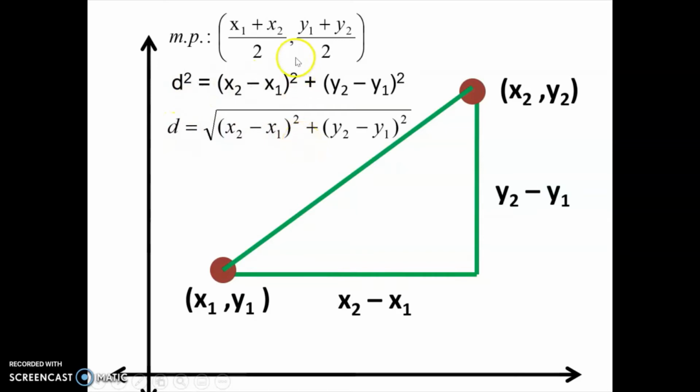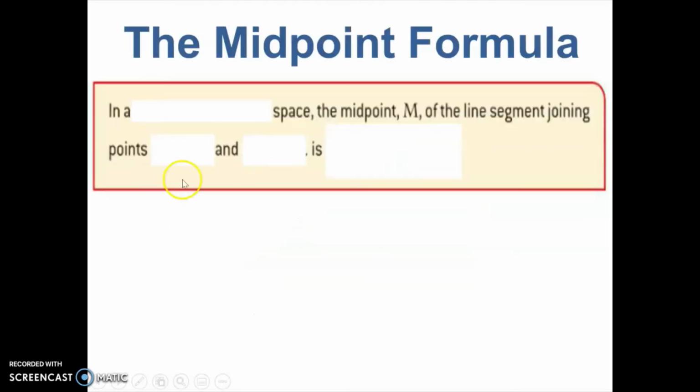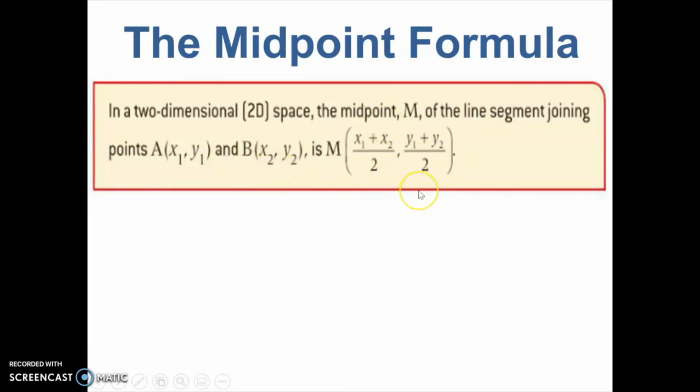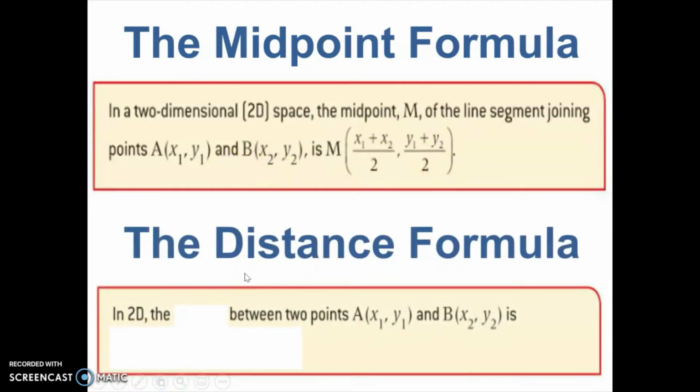So I think you probably recognize these two, but I really want to run you through the process of where they come from. It's important to know where formulas come from rather than just use them without understanding. All right, so to summarize, our midpoint formula in a two-dimensional space, the midpoint of the line segment joining points A and B is this. There's our midpoint formula. And the distance formula in 2D space, the distance between 2 points is this. All right, so if you haven't yet, please note down those two formulas, and now we're going to use them.